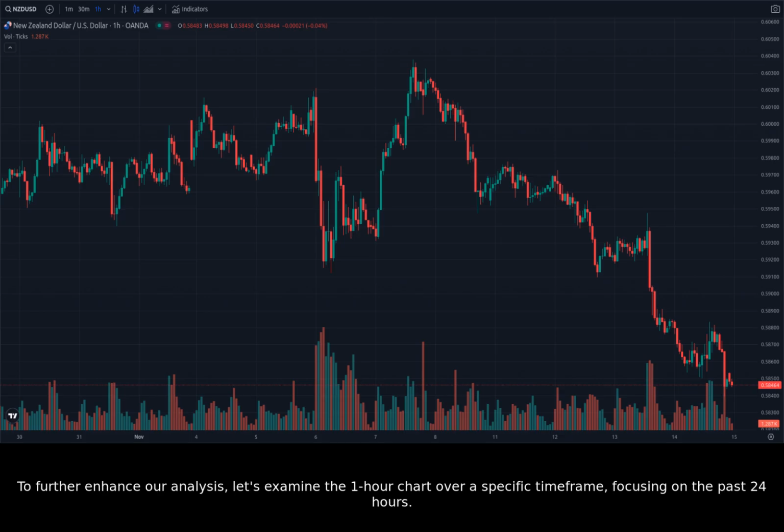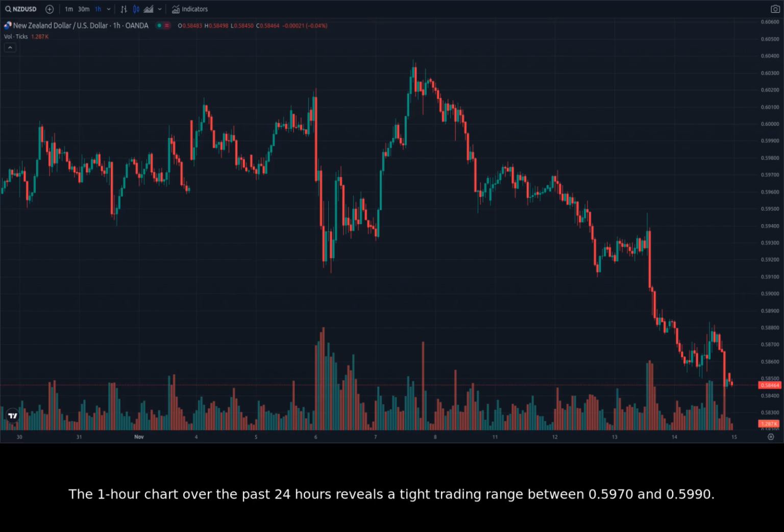To further enhance our analysis, let's examine the 1-hour chart over a specific time frame, focusing on the past 24 hours. The 1-hour chart over the past 24 hours reveals a tight trading range between 0.5970 and 0.5990. This suggests a lack of decisive direction, with buyers and sellers seemingly locked in a tug-of-war. The RSI indicator remains in the neutral zone, confirming the absence of strong momentum in either direction. This further reinforces the indecision currently present in the market.